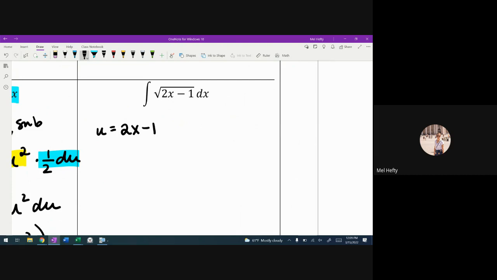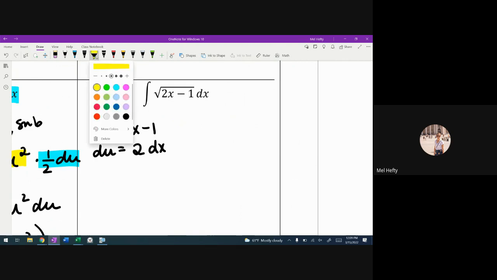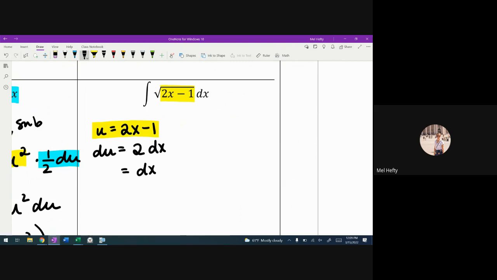Beautiful. All right, which would make du what? So du, the derivative of u, is 2 dx. Do you guys agree with Herbie that I don't have the 2 that I need in that integral? So how do I make it so that I'm just matching the dx that's left? You could divide by 2. So I'm going to do 1/2 du.